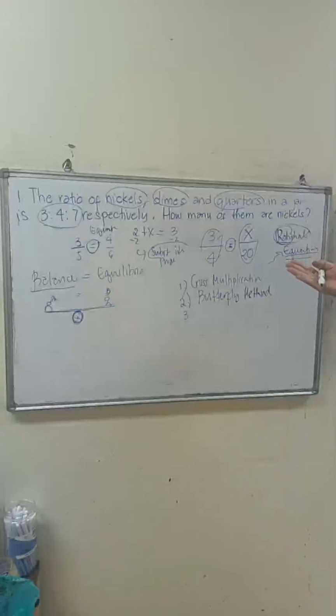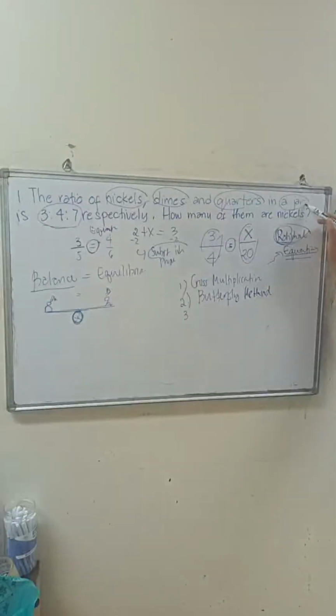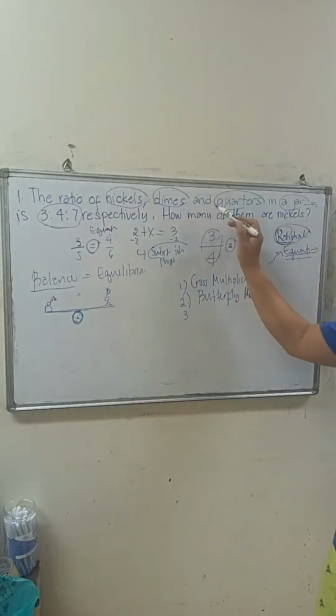Rather than solving directly, when you don't know what is a nickel, what is a dime, what is a quarter, it looks like you are only doing the methodologies and the methods on how to do it. But you do not understand the total portfolio of what you are trying to solve. And here, after that, in a jar is 3, 4 to 7. So in a jar, we need to say this is a container and there are nickels, dimes, and quarters.